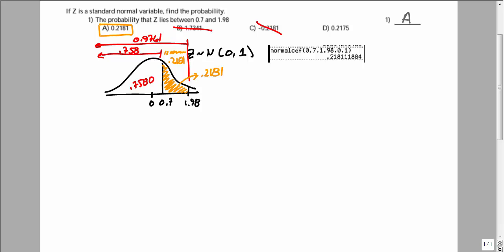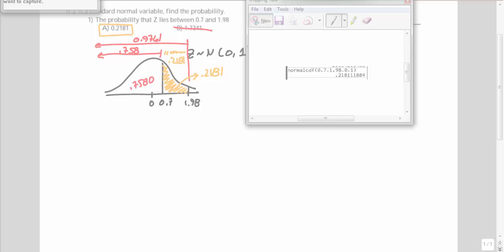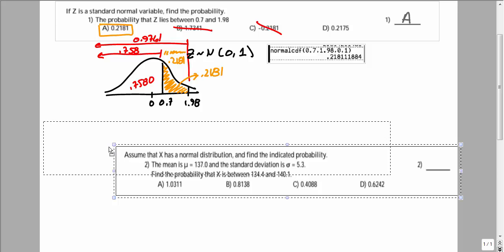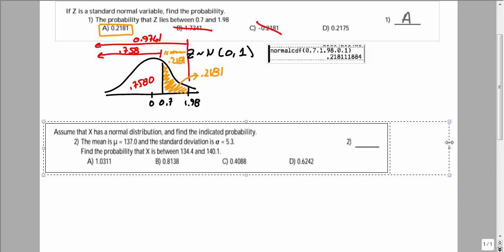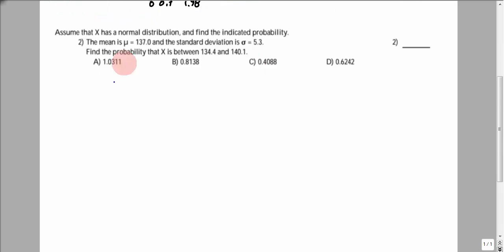Let's go ahead and pull in our next problem, number 2, and we're probably looking for a probability again. In number 2, we're going to assume a random variable x has a normal distribution, and they give us some information about the distribution, and we're supposed to find the probability of between again. So x is distributed normally, and the mean is 137, and the standard deviation is sigma, not s here, but sigma is 5.3. So remember, this is mu and this is sigma.